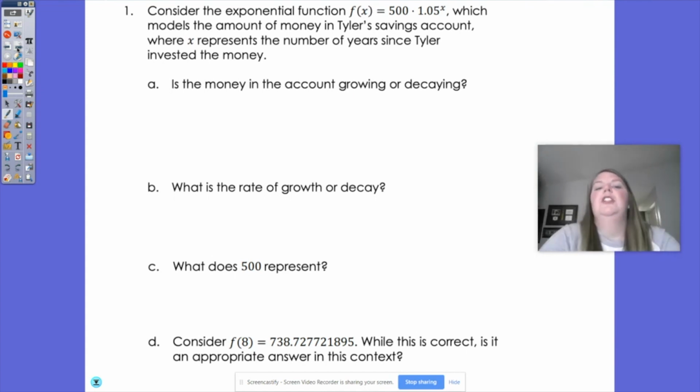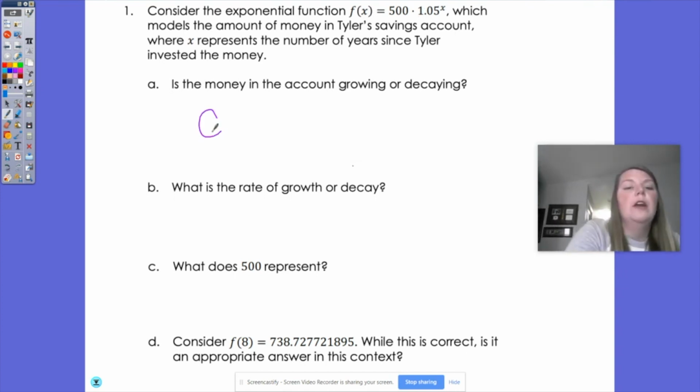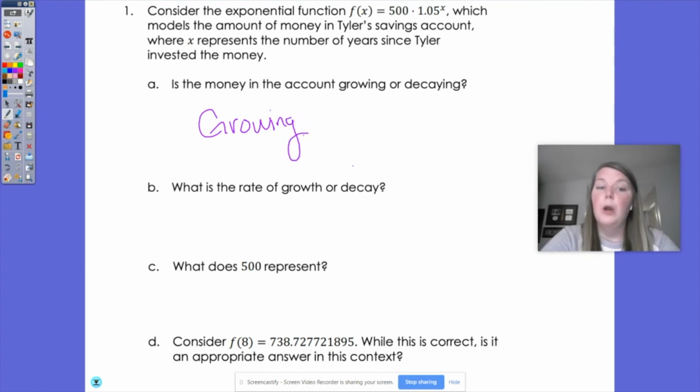So the first question is, is the amount of money growing or decaying? Well, we want to look at the b value. It is bigger than 1. So we are going to say that this amount is going to be growing.